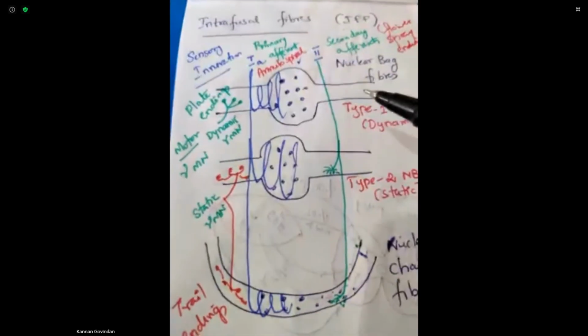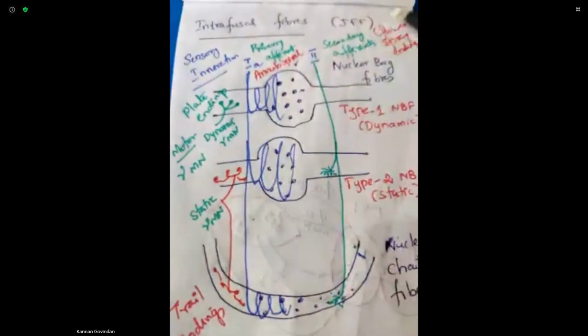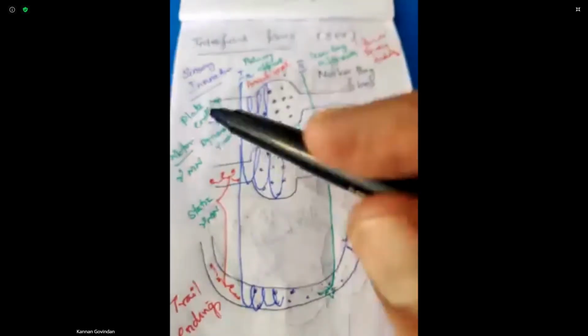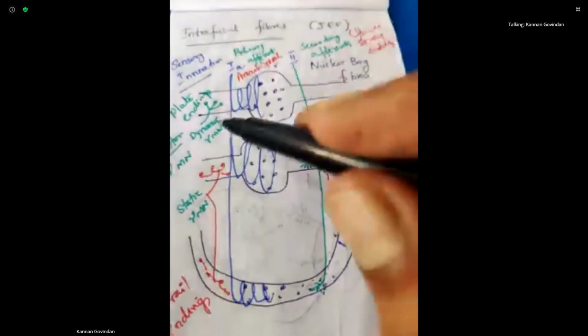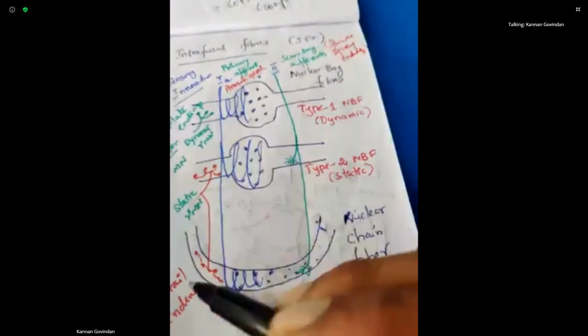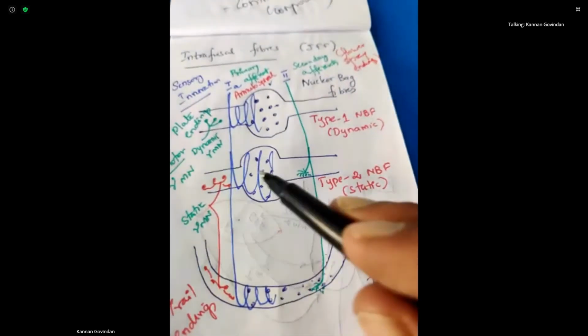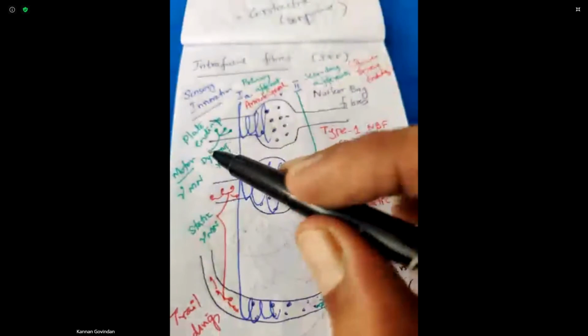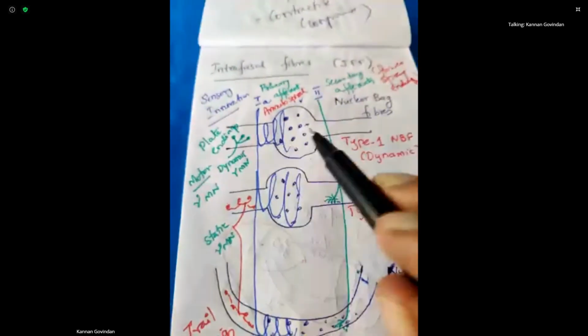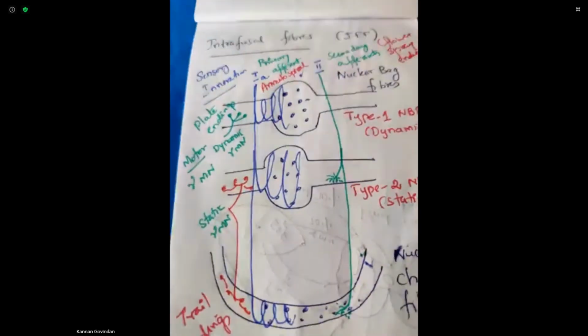Coming to motor innervation, the motor innervation to intrafusal fiber is mainly gamma motor neuron. We have two types of gamma motor neuron, dynamic gamma motor neuron and static gamma motor neuron. The static gamma motor neuron forms the trail endings and supplies type 2 bag fibers and chain fibers. The dynamic gamma motor neuron forms plate endings and supplies the nuclear bag fibers type 1.